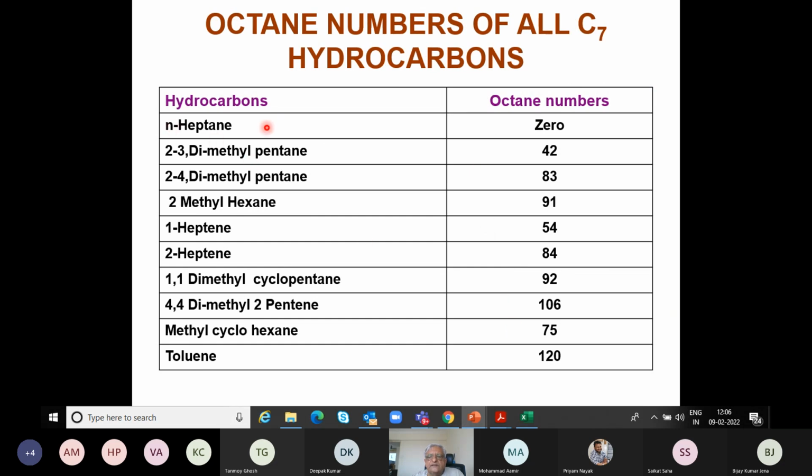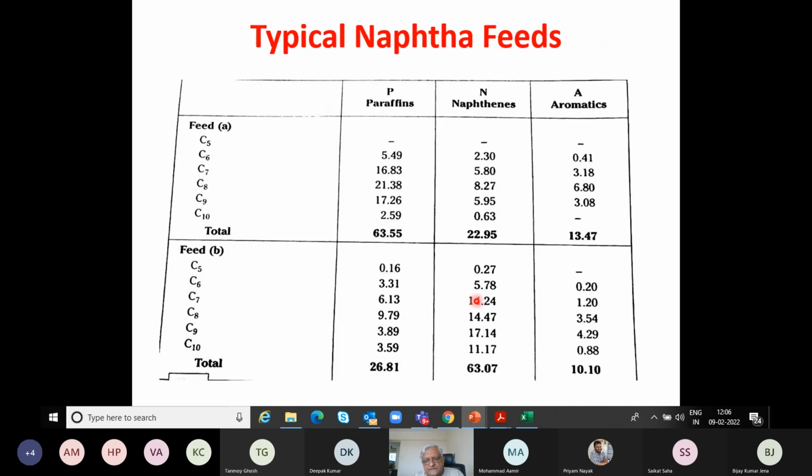So normal heptane is bad news. If you want to make gasoline, it is 0 octane. And so are some of these isomers. But as you go beyond, if you take toluene, it is 120. Dimethyl 2-pentene is an olefin. This is a branched paraffin, an isoparaffin, and so on. So basically, the purpose of the reformer is to maximize the aromatics and to be able to convert the paraffins to isoparaffins.